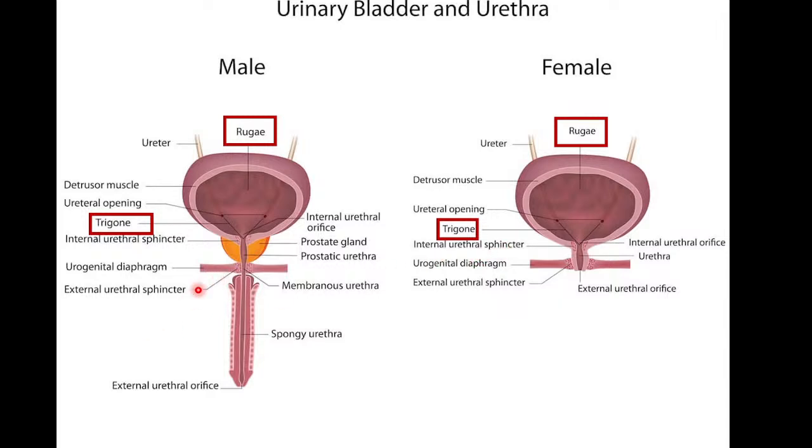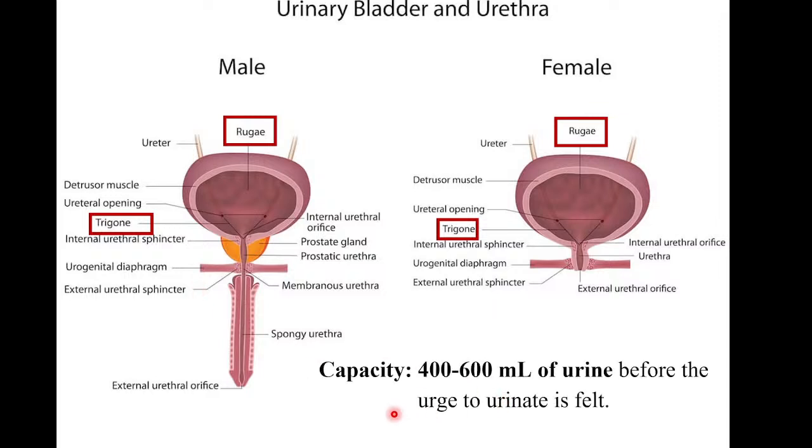Below the bladder there is only one urethra. If you see the female urethra, it is a little bit short compared to the male, and so there is a higher chance of getting UTI infections in females.